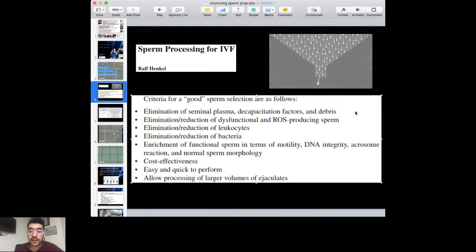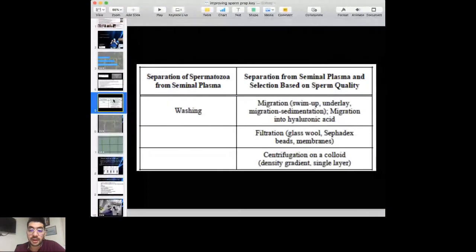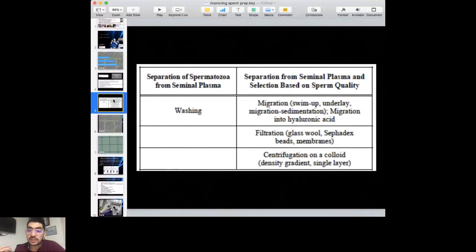So these are the reasons why we need sperm processing. Now, there are a lot of methods for sperm preparation, and these methods are divided into two parts. First is the separation of spermatozoa from the seminal plasma. The second type is separation of seminal plasma as well as selection based on sperm quality. When we only want to remove the seminal plasma, the technique we utilize is sperm wash or simple washing. When we want to use a selection technique, that is where migration, filtration, or centrifugation on a colloid come into play. Migration stands for swim up. Filtration is when you use glass wool, beads, or certain membranes. Centrifugation on a colloid means discontinuous gradient centrifugation, where you use a density gradient to prepare the semen sample.